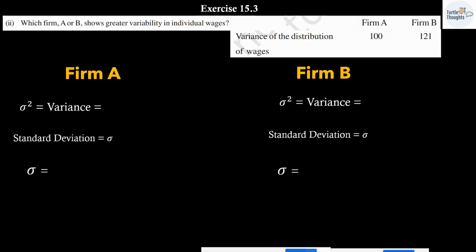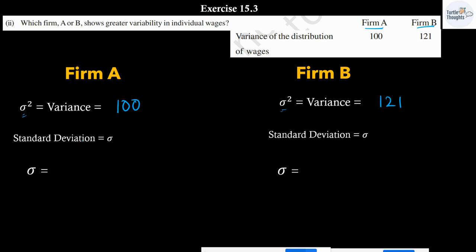Going to the second sub question. Which firm A and B shows greater variability in individual wages? Variance of distribution of wages for firm A and for firm B both are given. It is going to be 100 and here it is going to be 121. So I'll be writing down the variance which is given as 100 over here, and here variance is going to be 121. I know that variance is represented by sigma square. Variance is represented by sigma square even in firm B as well.